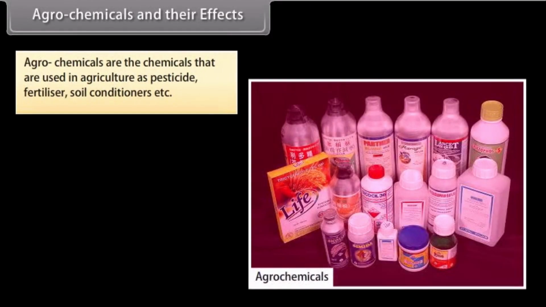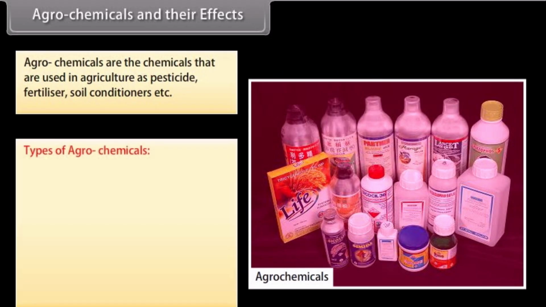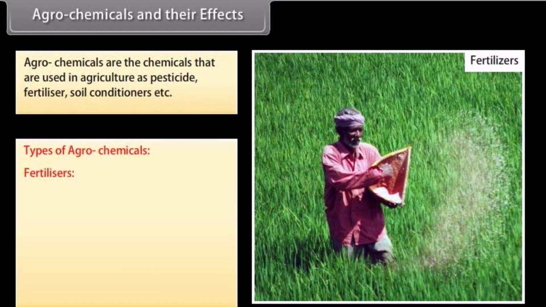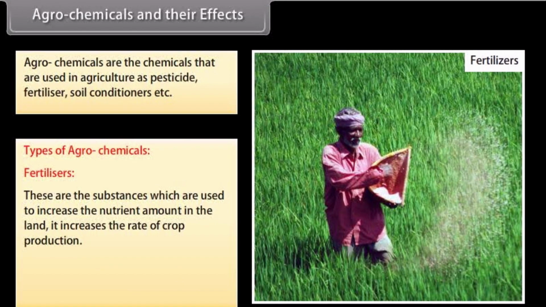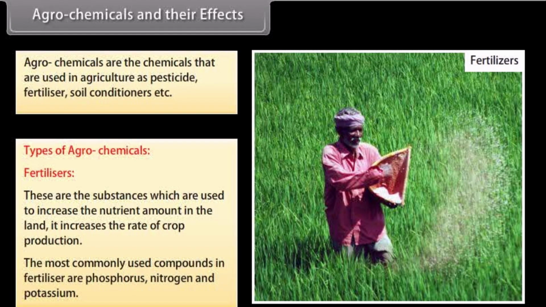Agrochemicals and their effects. Agrochemicals are the chemicals that are used in agriculture as pesticide, fertilizer, soil conditioners, etc. Types of agrochemicals. Fertilizers. These are the substances which are used to increase the nutrient amount in the land. It increases the rate of crop production. The most commonly used compounds in fertilizer are phosphorus, nitrogen and potassium.